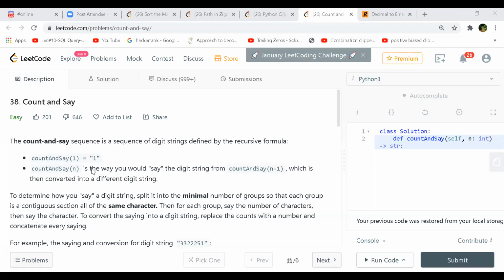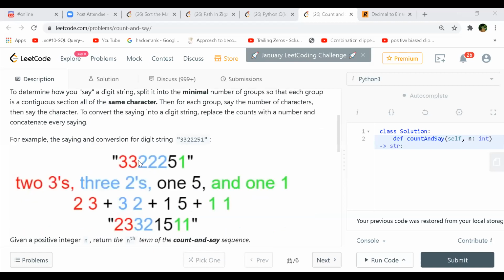Yeah, then we can move to next. So here this count and say. It's a sequence of digits defined by this formula count and say one, and it is the way you'd say the digit from count and say n minus 1, which is converted into a different digit string. So if a number is given like this, you have to print it as one three, three twos, and one one. The way we speak, right?